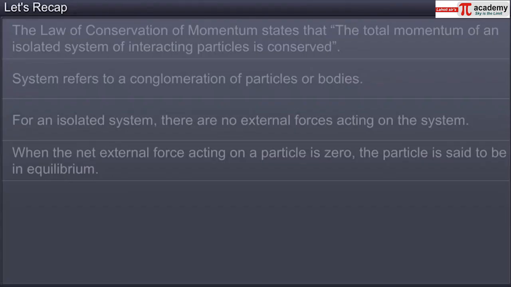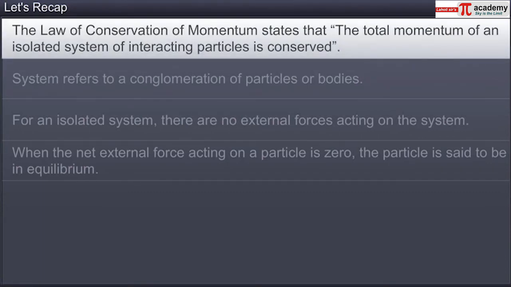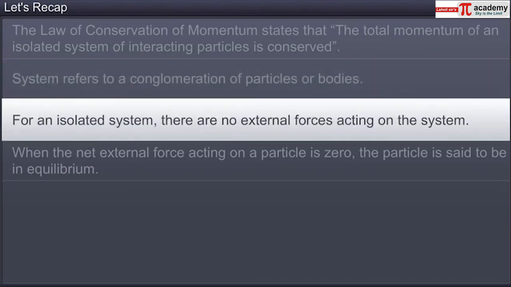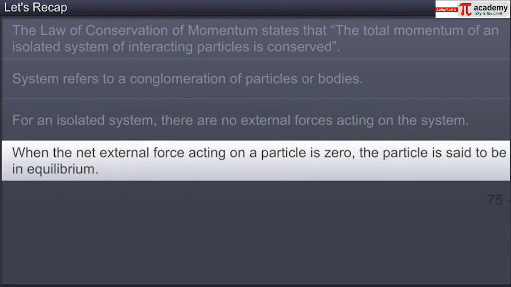You have now reached the end of this module. In this module, you learned that the law of conservation of momentum states that the total momentum of an isolated system of interacting particles is conserved. System refers to a conglomeration of particles or bodies. For an isolated system, there are no external forces acting on the system. When the net external force acting on a particle is 0, the particle is said to be in equilibrium.